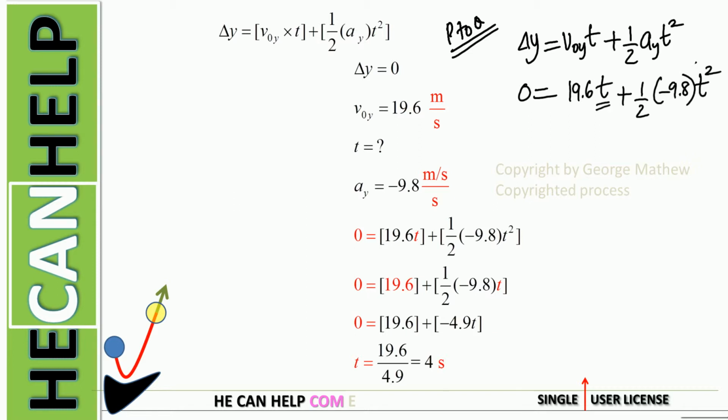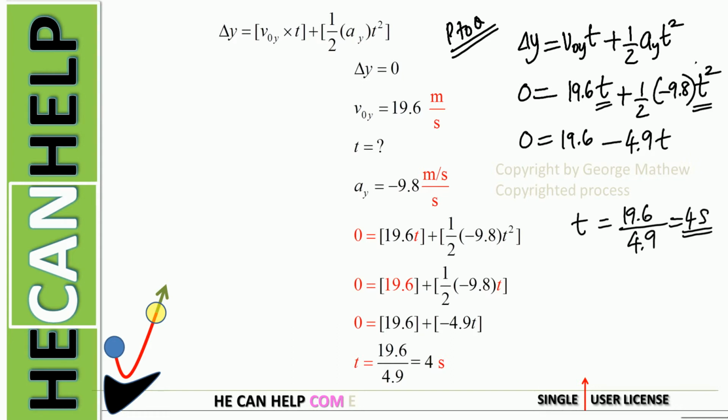We have time and time squared, so we can divide throughout by time t, and we get 0 equals 19.6 minus 4.9. 9.8 divided by 2 is 4.9, and because of the negative it's minus 4.9, and t squared just becomes t, from which you get t is equal to 19.6 divided by 4.9, and that is 4 seconds. So time to go from P to Q is 4 seconds.